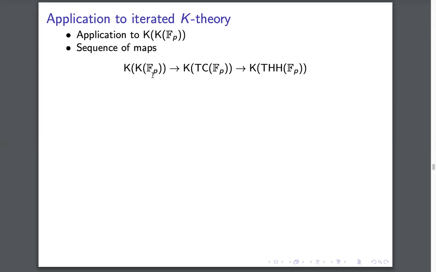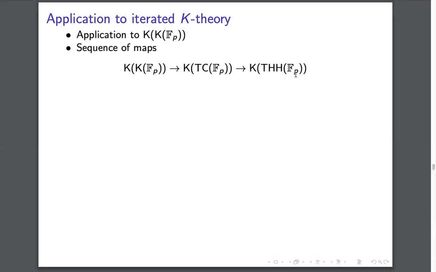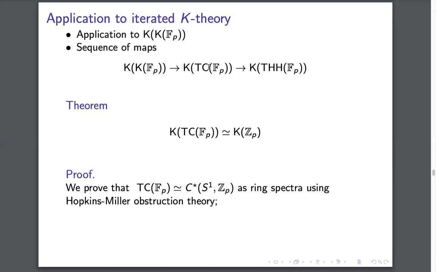You can go from K-theory of F_p to TC of F_p to THH of F_p, and then apply the K-theory functor to that. And what we do is we identify the right-hand side, and we look at what can be said about the middle term too. And actually, we identify the middle term. We also compute the algebraic K-theory of TC of F_p. This is kind of a side result that came out of our considerations.